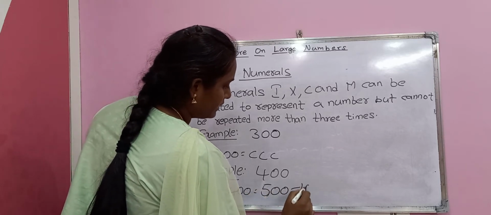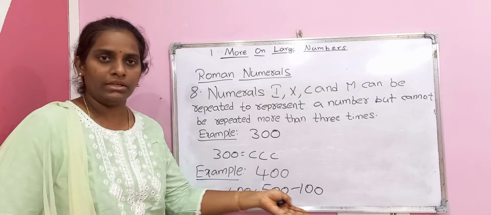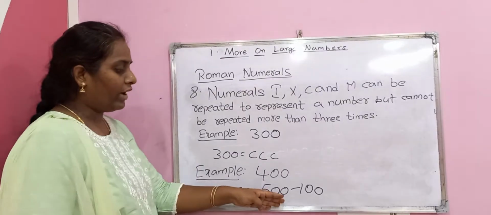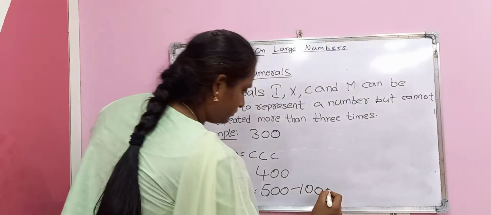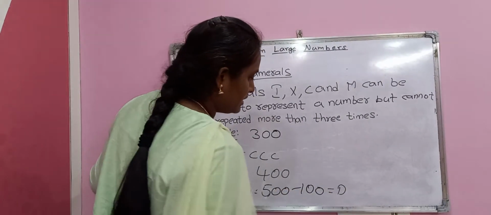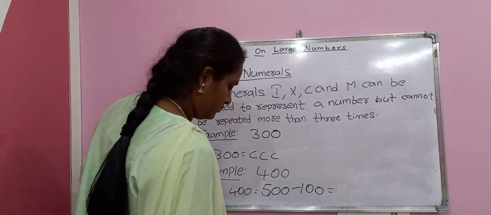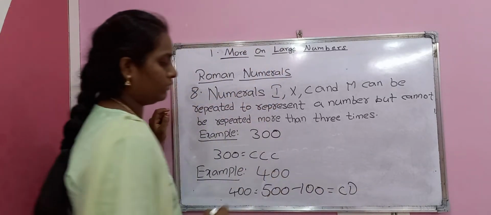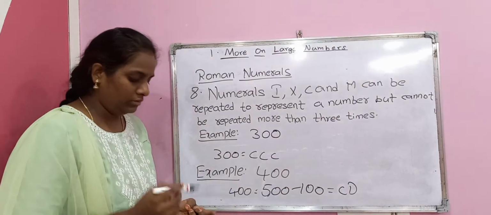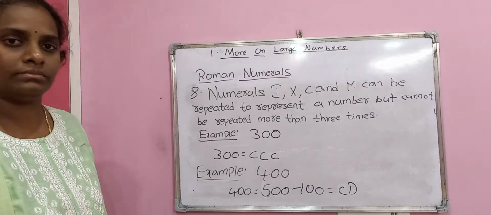400 means 500 minus 100. Yes. So change these numbers into numerals. 500 means how much? D. Yes. 100 means C. So CD. Okay. Understood? Copy this point and examples.